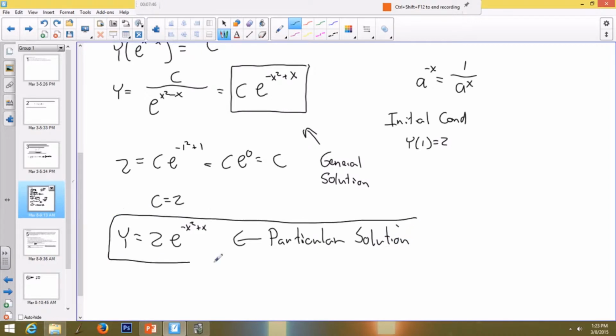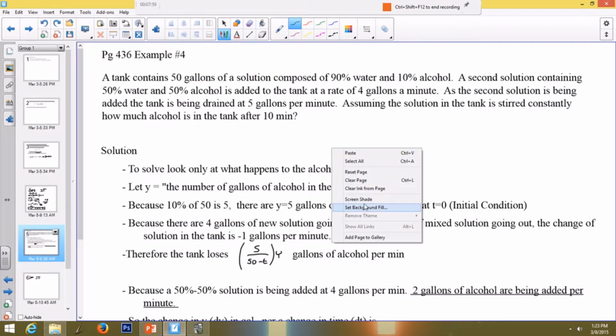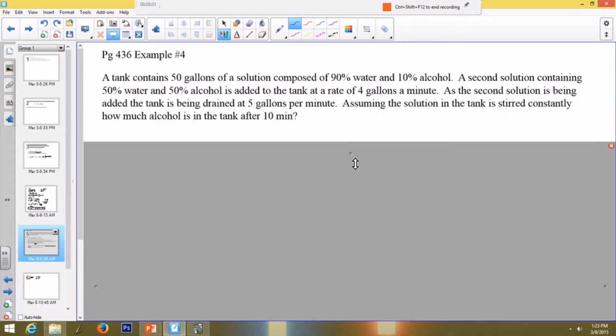Okay, well, we got the easy one out of the way. Let's now talk about the more challenging one. And I got a little ahead of myself, I didn't want to have this here. Let's put a little screen shade in and bring it down.